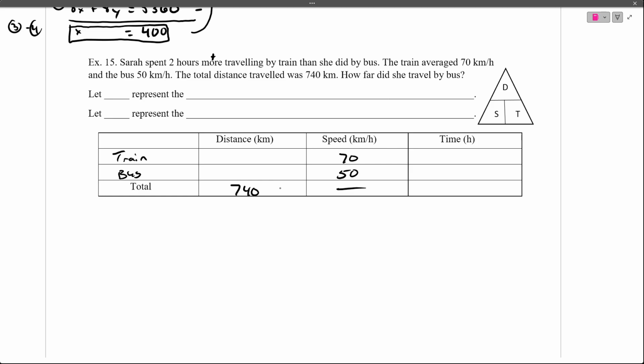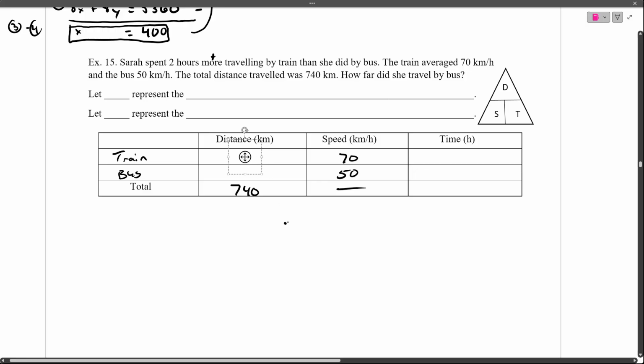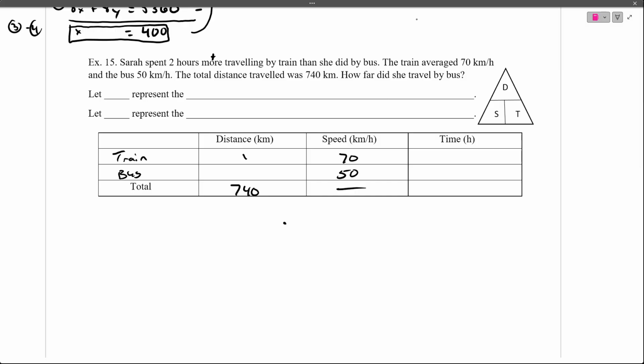Now we're trying to figure out how far she traveled by bus. Some of you are going to want to say, you know what, I'm going to make my distance, because that's what we're looking for, equal to x and y. Oops, I don't know why I did that. Is there any undo? There is.